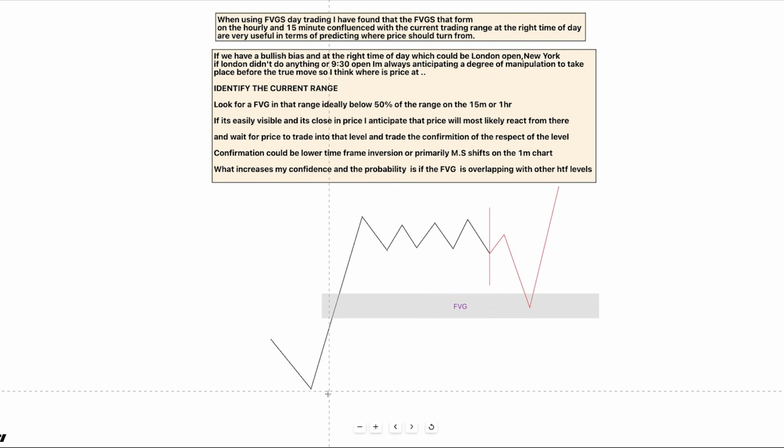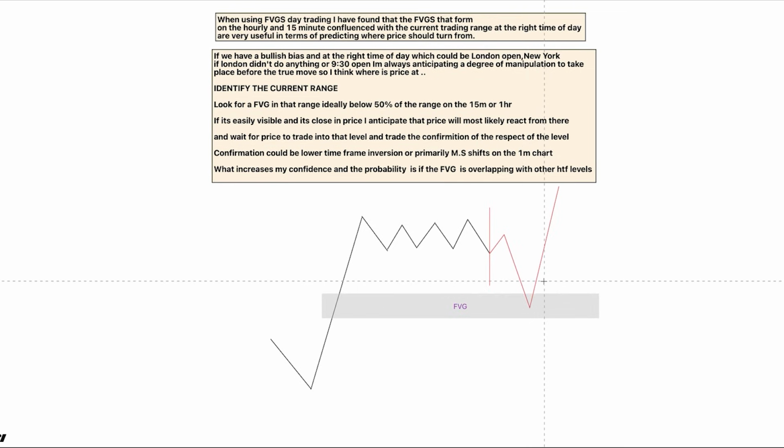And identify the current trading range. It could be a 50-minute range or an hourly range. And then I'm thinking, within that range, is there an easily visible 15-minute fair value gap or an hourly fair value gap? If there is one, that's where my attention goes. So what I'm anticipating is that at that open, I want to see price draw into that level. And as it draws into that level, I'm going to wait for my confirmation. I execute in the intended direction.